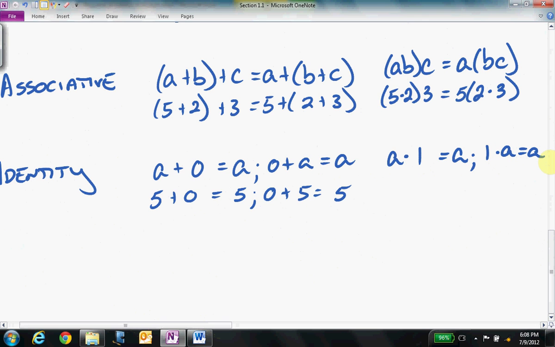Doesn't matter the order. And we can prove that by using 5. 5 times 1, well, that's still 5. Same thing, 1 times 5 is 5. So that's 3 of our 5 properties.